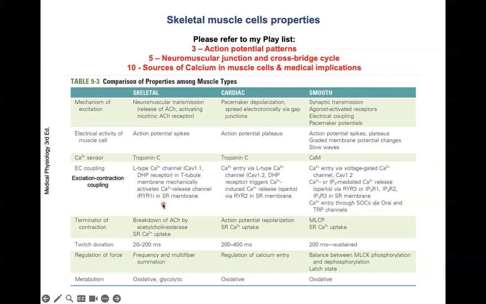Consequently, the concentration of intracellular calcium goes up, which triggers the start of the cross-bridge cycle. The terminator of contraction is the breakdown of acetylcholine and reuptake of calcium into the sarcoplasmic reticulum. Duration of the twitch, 20 to 200 milliseconds. Regulation of force is by the frequency and recruitment principle, which I'll discuss in the present part. Metabolism is both oxidative and glycolytic.